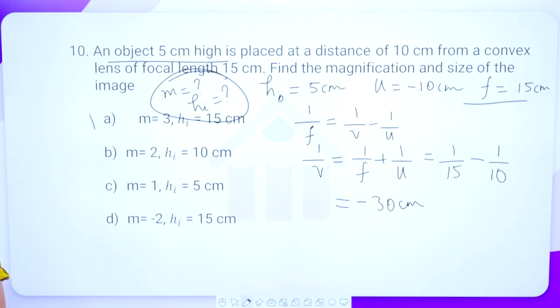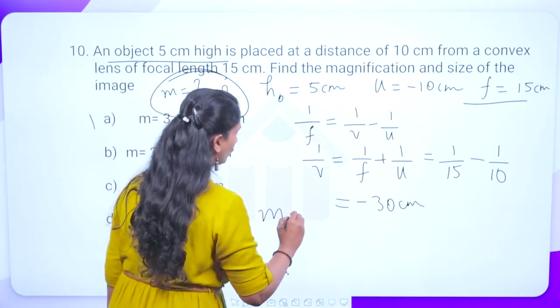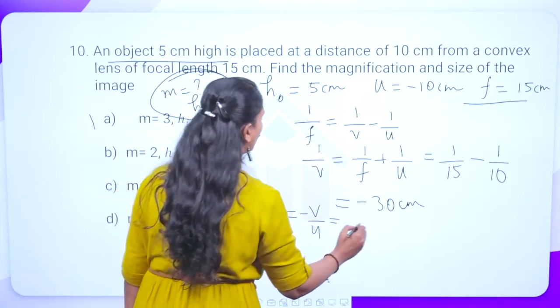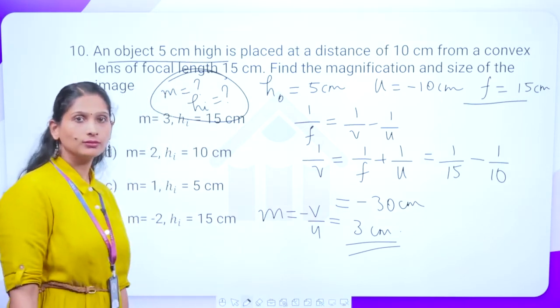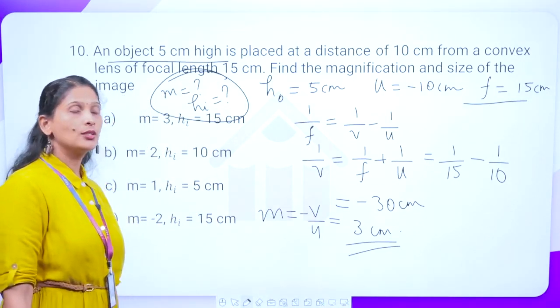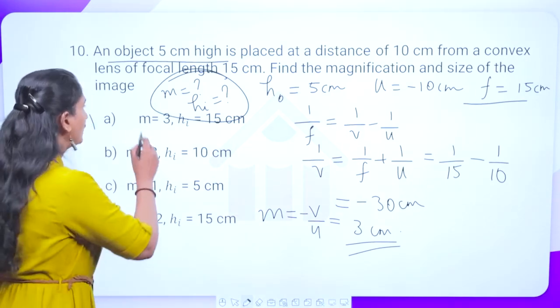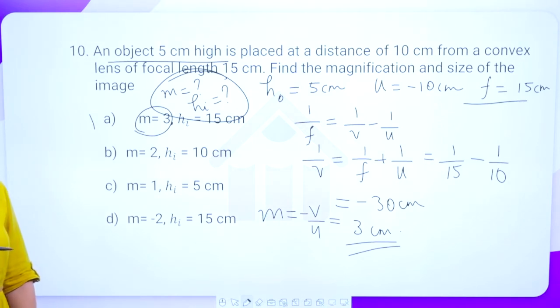Now, let's see what is the magnification produced. So, for that, I have to take m is equal to minus v by u. You have 30 and 10. So, making it 3. Clear? So, you have the value of m to be equal to 3. So, that is possible only by this. So, with that itself, you can analyze that it is option A.